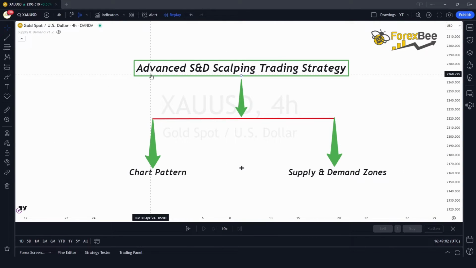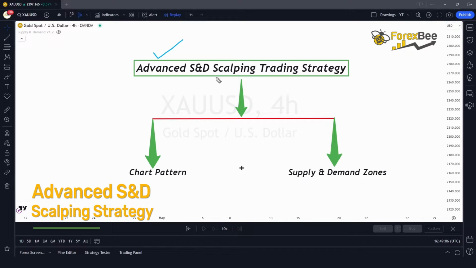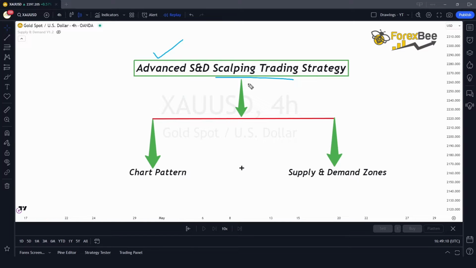In this video, we're going to talk about this advanced supply and demand scalping trading strategy that you can use in order to make very high risk to reward ratio trades in scalping without risking a lot of money. And by the end of this video, I can assure you that if you apply this strategy as I show you in the live example, you will end up making some profit. So now, without any further ado, let's get started.